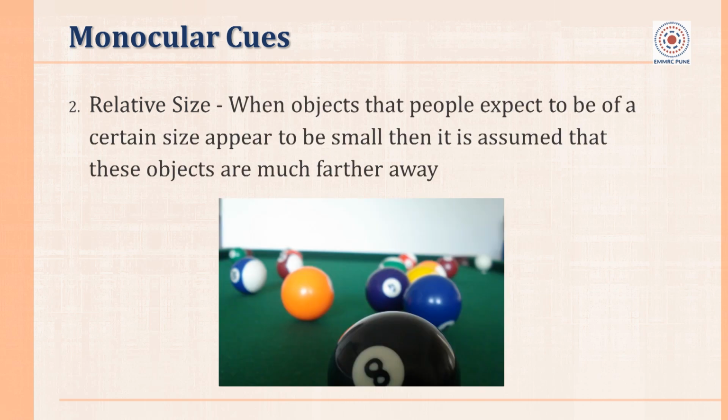The second monocular cue is called relative size. When objects that people expect to be of a certain size appear to be small, then it is assumed that these objects are much farther away. For example, a friend who is 6 feet tall appears to be smaller. It is assumed that he is standing very far away. Here, the principle of size constancy has worked, which is explained in another video. Though the image of the friend appears smaller on the retina, we still perceive him as tall. This is called size constancy.